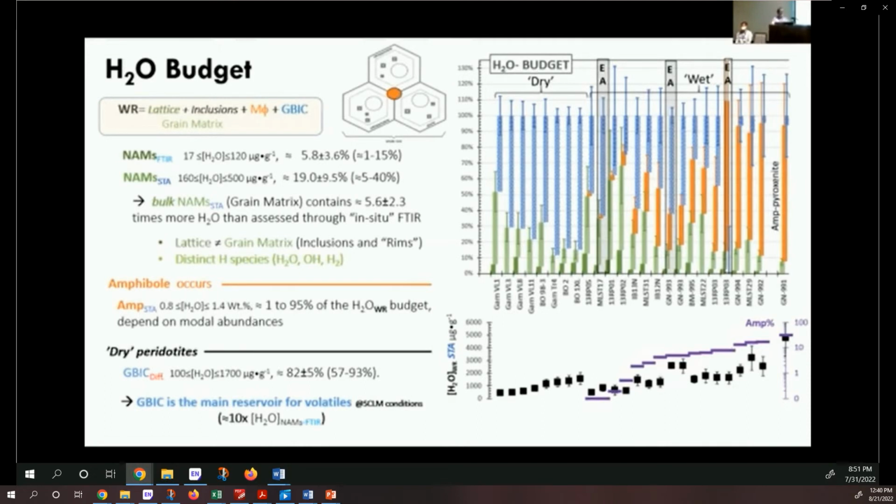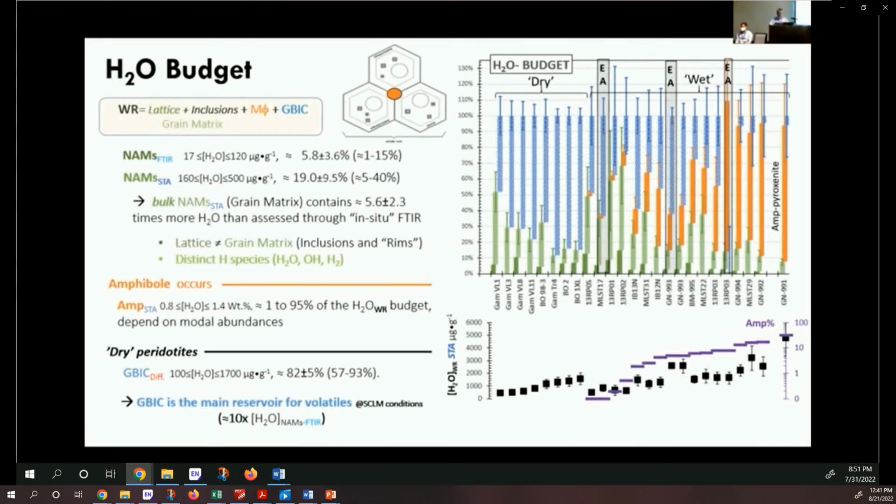When amphibole occurs, it may represent 95% of the water content of the rock. That depends entirely on the modal analysis. But if you are in a case of a dry peridotite, not amphibole bearing or phlogopite bearing, then the GBIC will represent, on average, 82% of the rock water. So that means that the GBIC is the main reservoir of water.